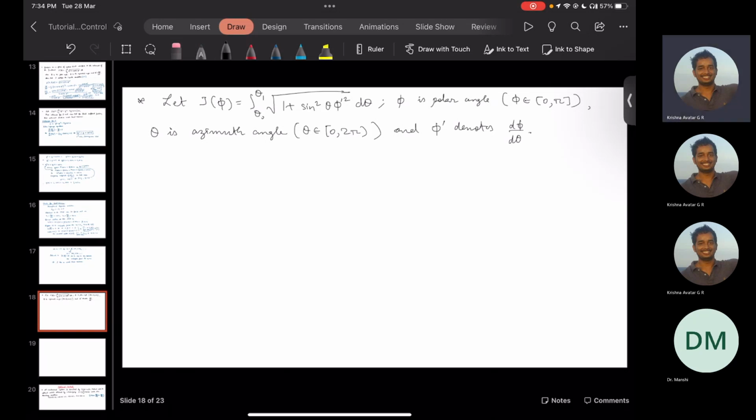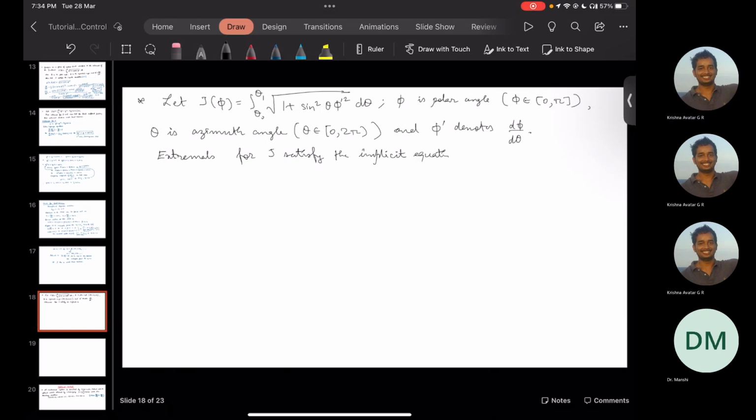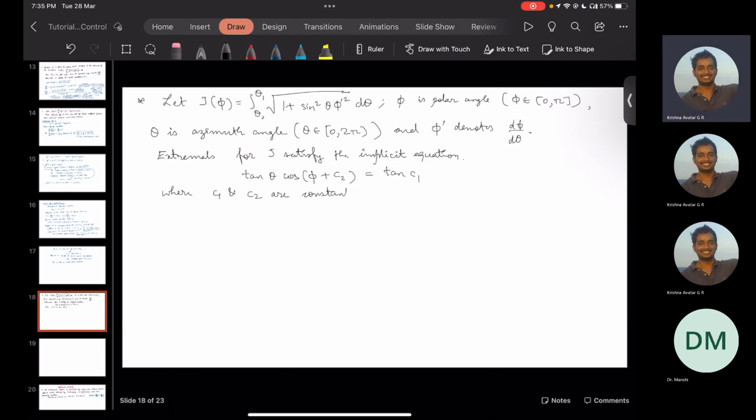Okay. Now what we are given is that the extremals for J satisfy the implicit equation. And the equation is tan theta cosine phi plus c2 into tan c1. Okay. Where c1 and c2 are constants. Okay. And we have to find the general solution to the JAE.